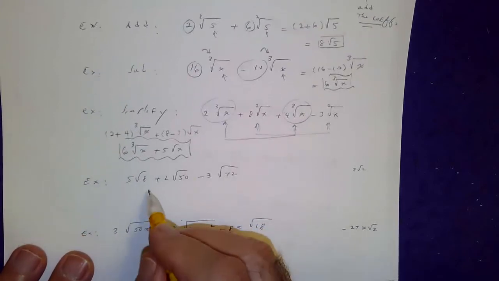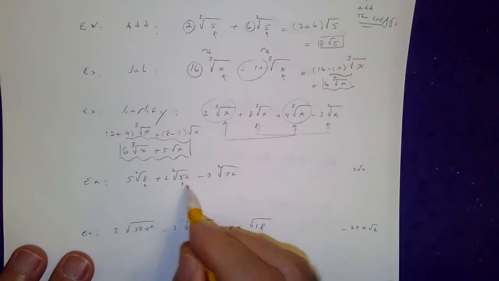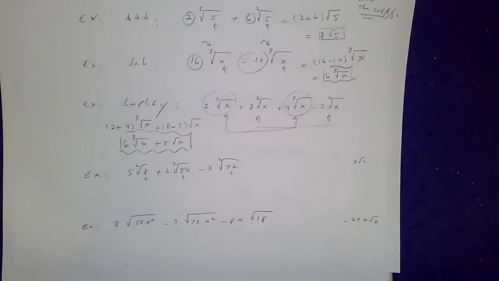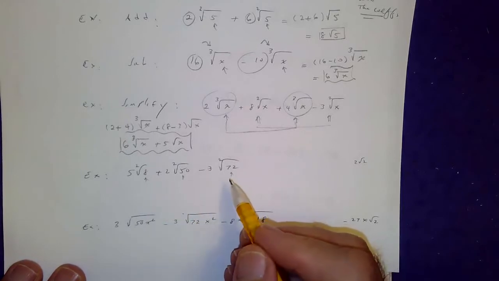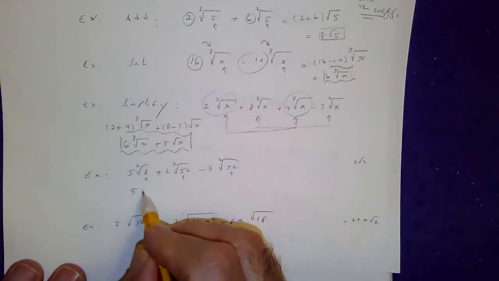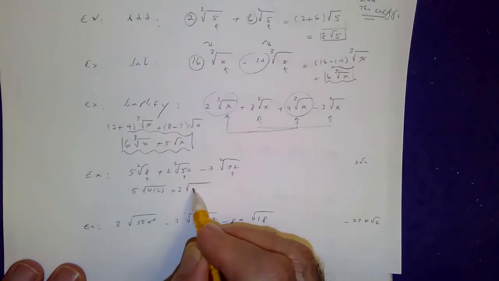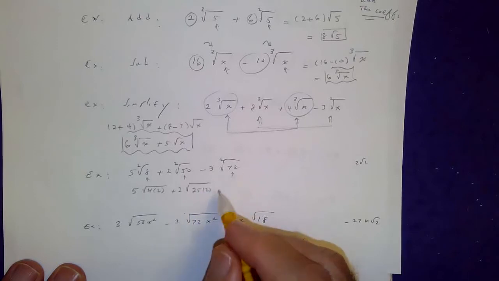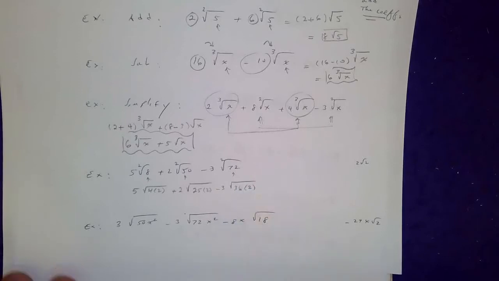Sometimes the indices match, but the radicands don't match. That doesn't mean we cannot add these. What you have to do is force these to look alike. In other words, you have to simplify these radicals first before you add and subtract. How do you do that? I'm going to write this as 4 times 2. I'm going to write 50 as 25 times 2. I'm going to write 72 as 36 times 2.